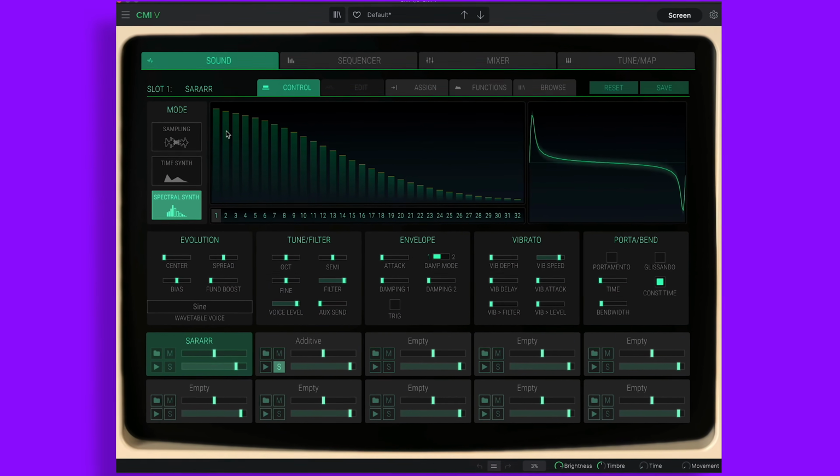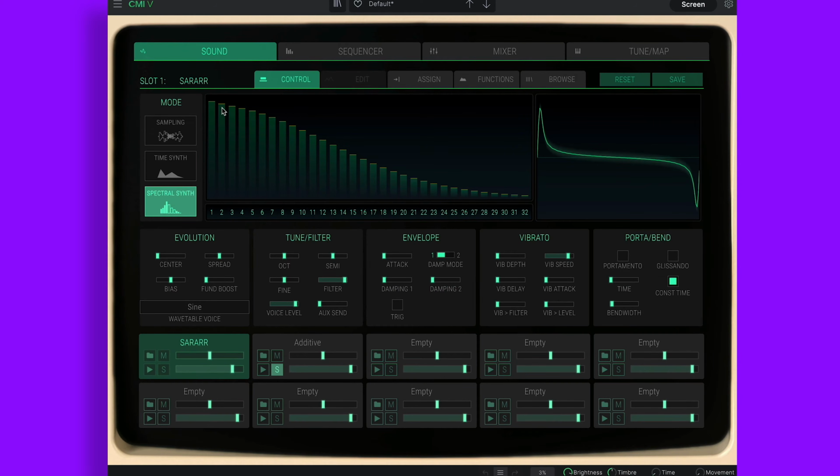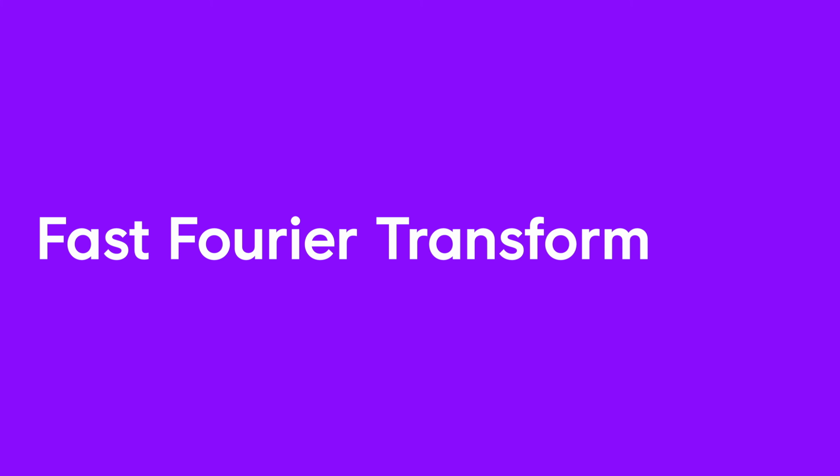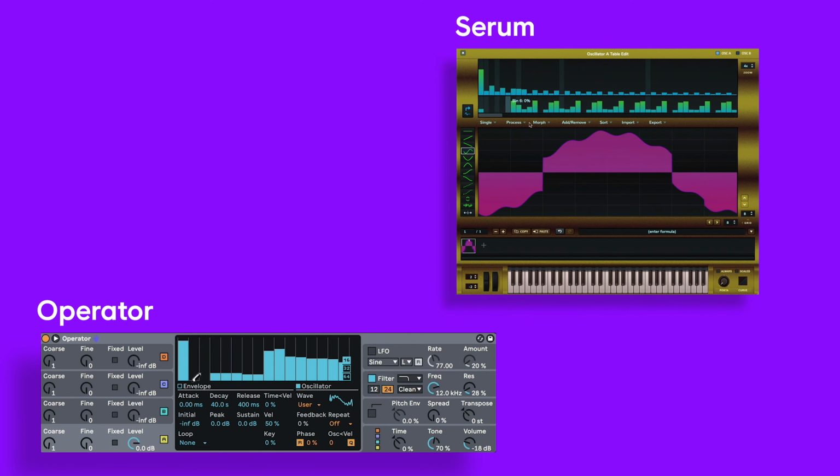How do you use an additive synthesizer to actually stack up all those sine waves? The answer is called FFT, or fast Fourier transform. It's essentially a method for translating a signal from the time or space domain to the frequency domain and allows us to sound design using additive synthesis. Did you know Operator and Serum also have FFT capabilities?